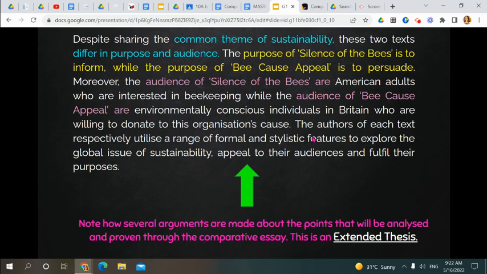You'll notice at the end here, it doesn't actually tell me what formal or stylistic features each author has included. So it just says the authors of each text respectively utilize a range of formal and stylistic features. If I was critiquing this, I would probably just put in a such as metaphor, caesura, and allegory, okay? To explore the global issue. So I'd probably just mention 2 or 3, even if I know I'm going to analyze 6 later, okay? So that, in a nutshell, guys, is a thesis that is extended, an extended thesis.